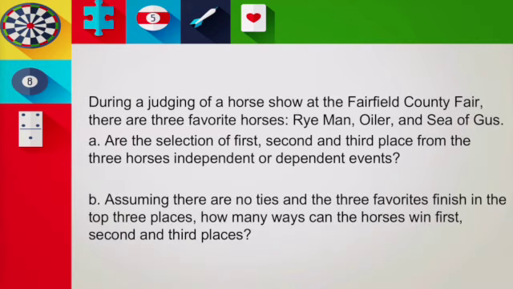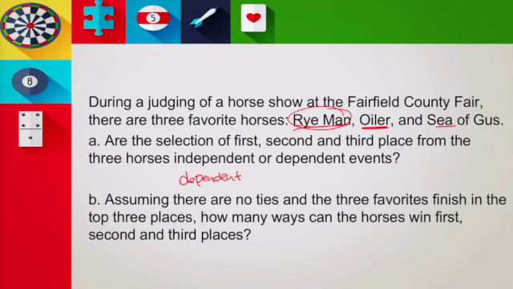So, for example, during the judging of a horse show at the Fairfield County Fair, there are 3 favorite horses: Riemann, Euler, and C of Gus. Is the selection of first, second, and third place from the 3 horses independent or dependent events? They are dependent, because once I pick first place, the probability of getting second or third place changes. So if I pick Riemann to be first place, then the probability of Euler being second place goes from 1/3 to 1/2.